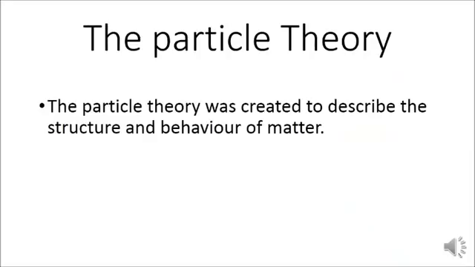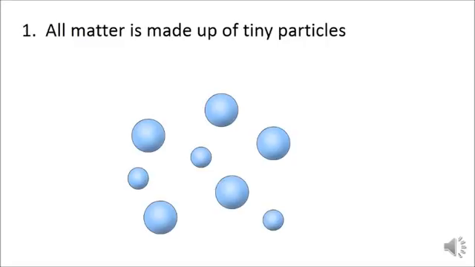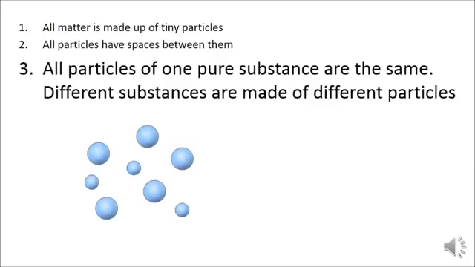Now, how does this all relate to the particle theory? The particle theory was created to describe the structure and behavior of matter, and there's 5 main points to the particle theory, so we'll take a look at those. First point is that all matter is made up of tiny particles. And all of those particles have spaces in between them. So there's a little bit of room between each one of those particles.